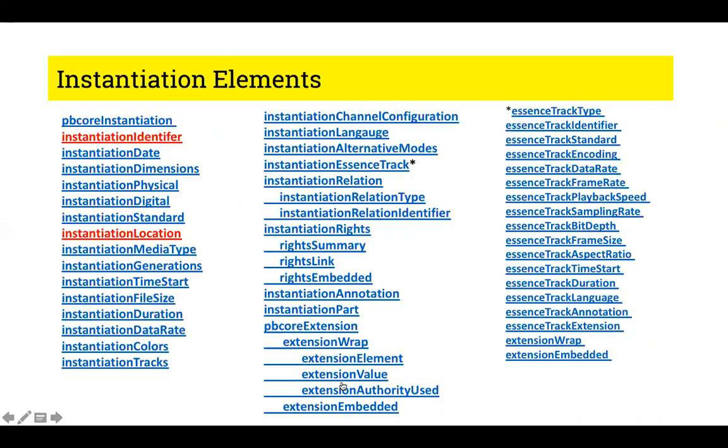And then within the instantiation, we also have what are called the essence tracks. And those I think of in terms of, in a typical piece of AV content, you'll have a video track and an audio track. Each of those would be an essence track within an instantiation.